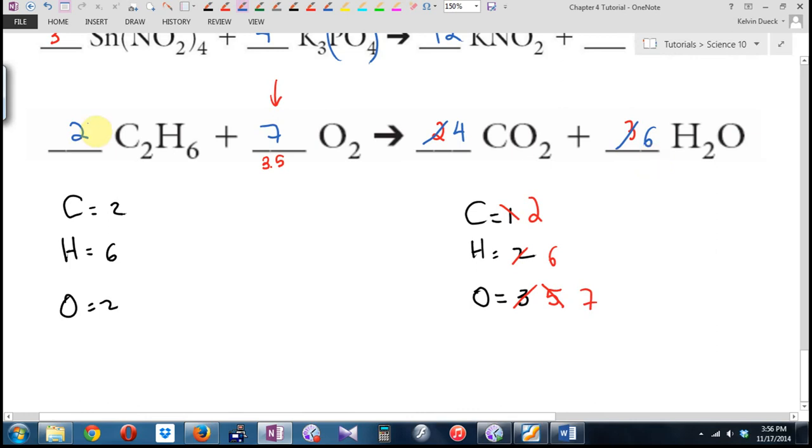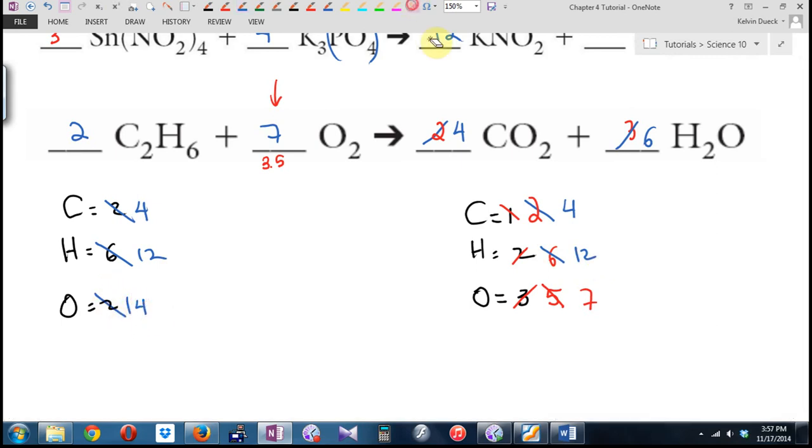Let's see. How many carbons do I have on the left-hand side? How many carbons on the right-hand side? 4. How many hydrogens on the left-hand side? How many hydrogens on the right-hand side? I'm smiling so far. How many oxygens do I have? 14. Okay. How many oxygens right here? 8. How many oxygens right here? Remember, what number is sitting right there? 6. I got 8, I got 6. How many oxygens do I have? 14. Bada bing, bada boom.